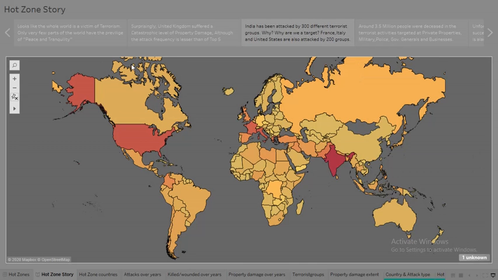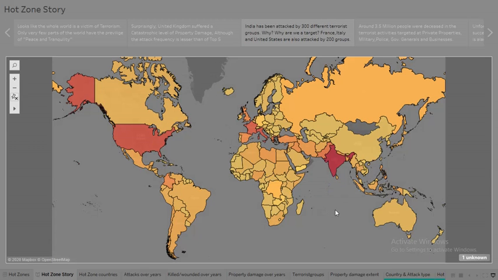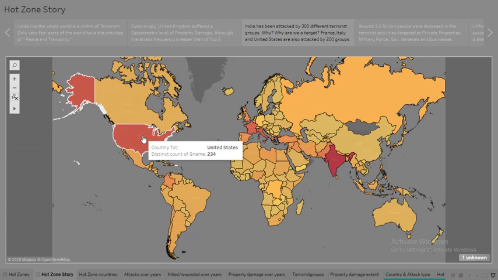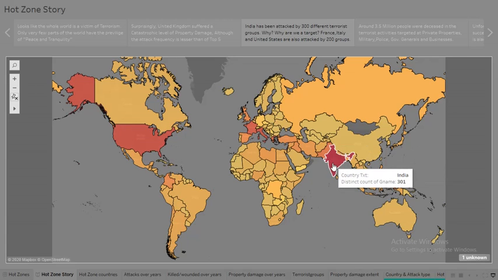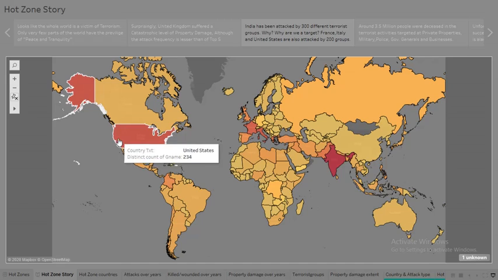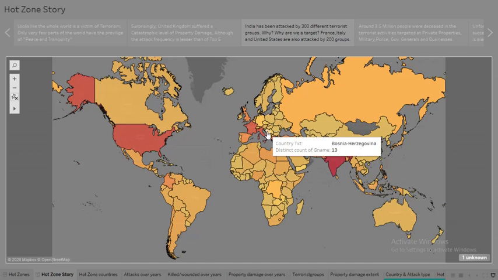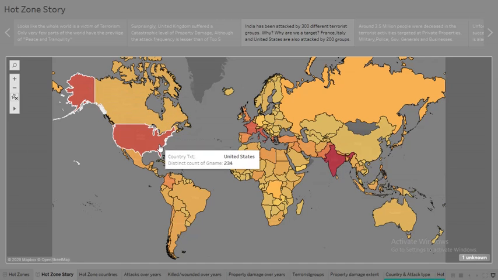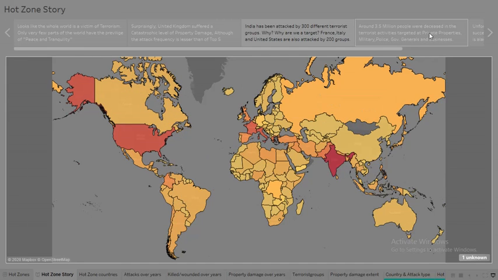And yes, this map is a very interesting one because this shows how many different terrorist groups have attacked each country. So if you see, India is at the top. Why are we a target for more than 300 different terrorist groups? And after India, it is the United States and France, Italy. These have also been attacked by nearly 200 different terrorist groups.